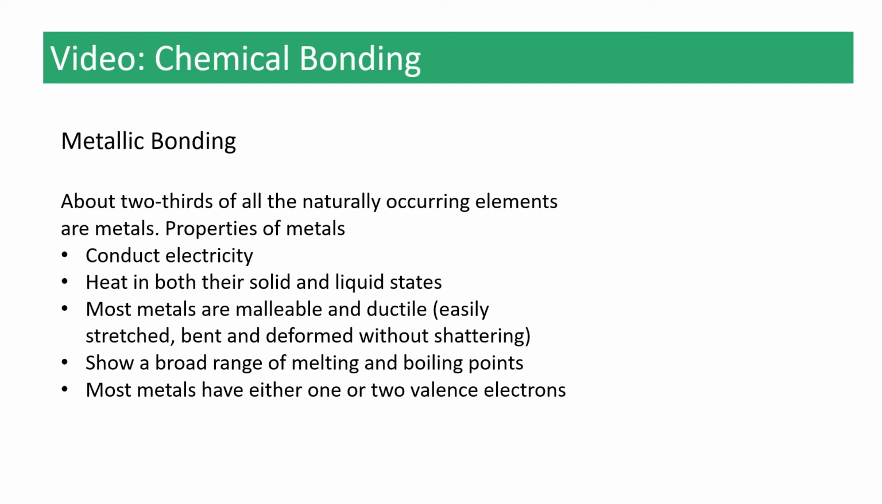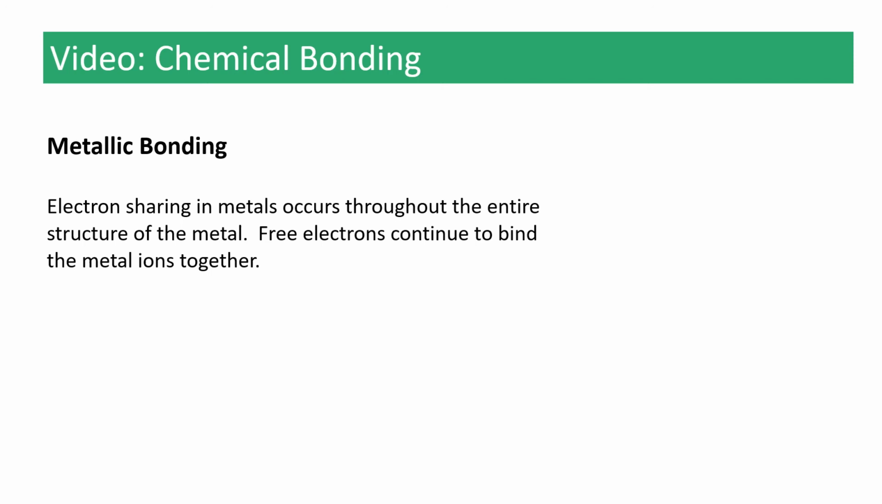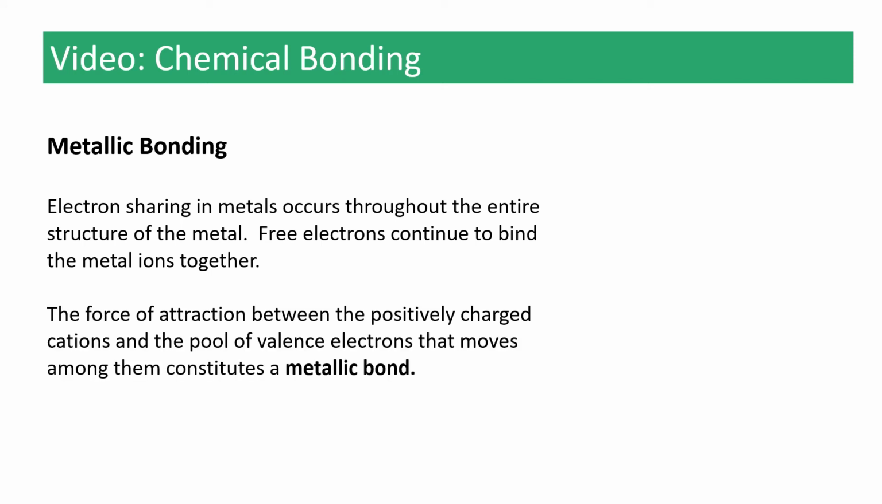Most metals have either one or two valence electrons. Electron sharing in metals occurs throughout the entire structure of the metal. Free electrons continue to bind the metal ions together. The force of attraction between the positively charged cations and the pool of valence electrons that moves among them constitutes a metallic bond.